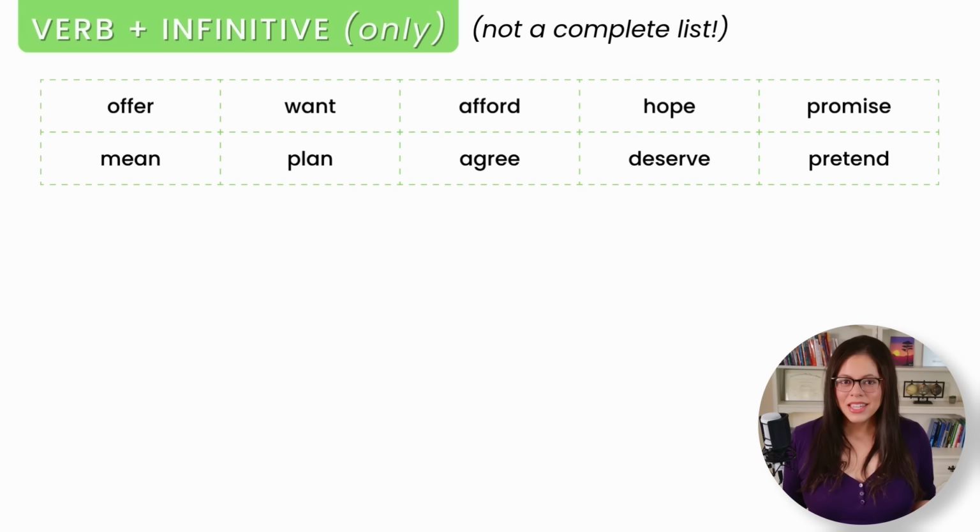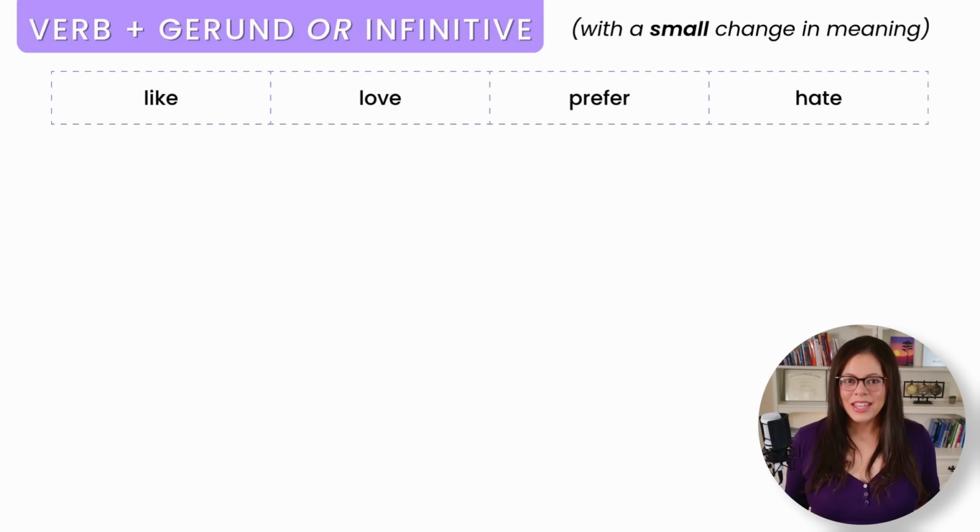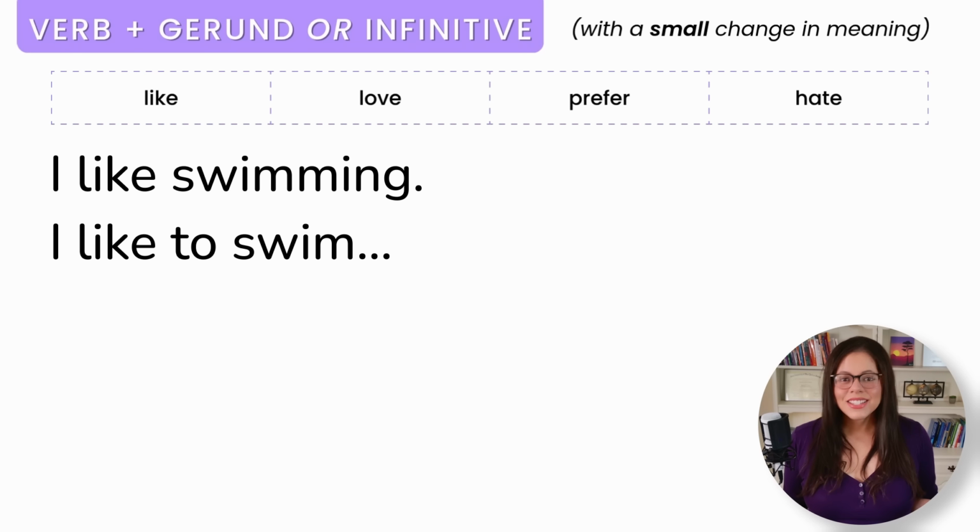Now, here's where things get really interesting. Some verbs can be followed by either a gerund or an infinitive, and both are grammatically correct, but the feeling changes a little bit, depending on the context. One of the most common examples of this is the verb like. I like swimming. I like to swim. Both sentences are grammatically correct, but they don't sound quite the same.